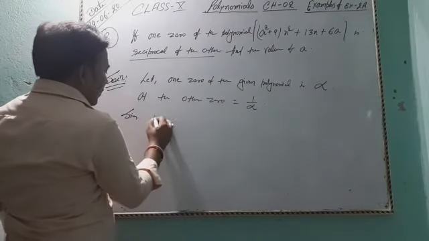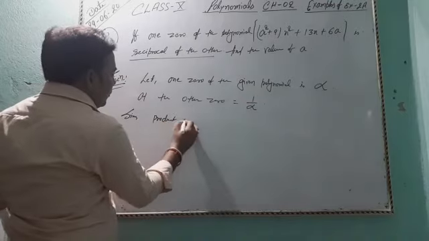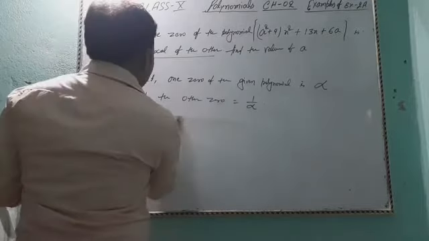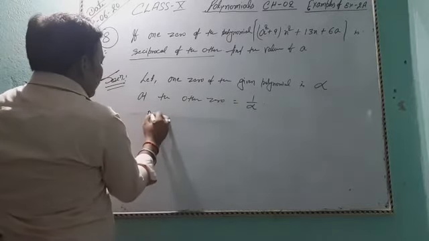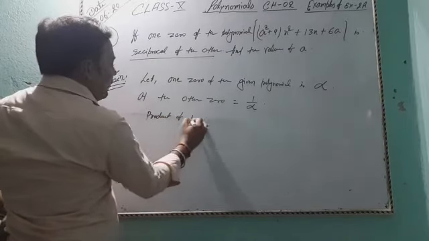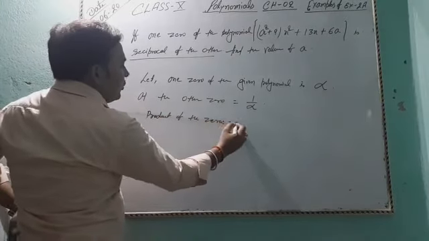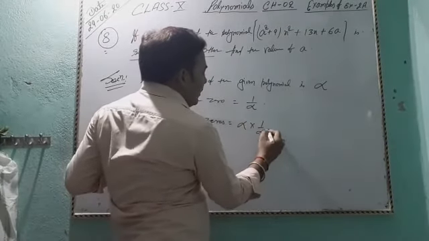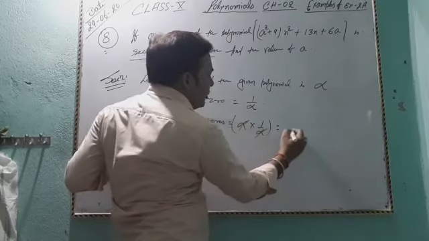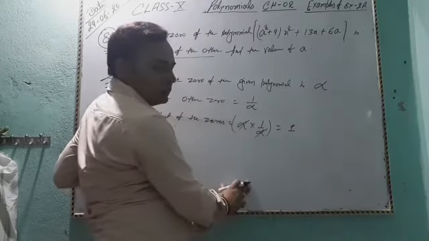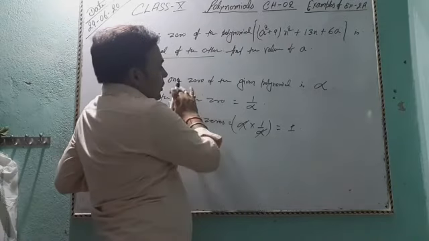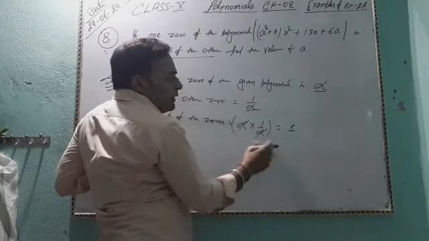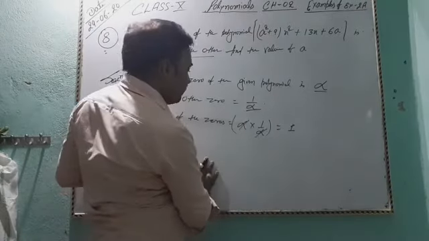Since the product of the zeros equal to alpha into 1 by alpha. So alpha cancels, equal to 1. One zero of the given polynomial is alpha and the other is 1 by alpha and the product of alpha into 1 by alpha equal to 1.